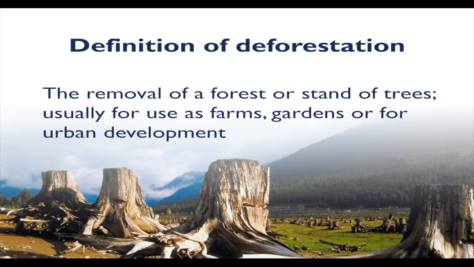We also talked about deforestation, and that's actually a significant component of making drought and worsening drought, exacerbating those kinds of problems. Deforestation is the removal of a forest or stand of trees, usually for use as farms and gardens and urban development. And of course, we want to be able to promote development, but we have to do so in a sustainable way.